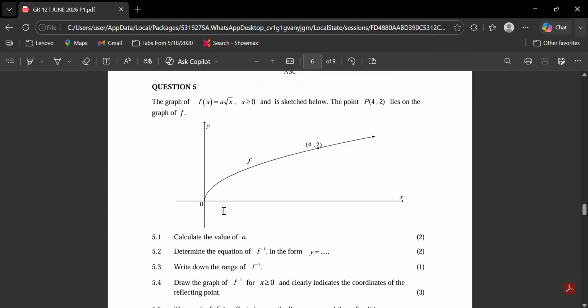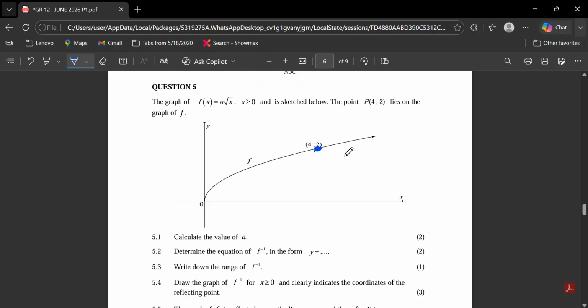So today we're dealing with question 5, which says the graph of f of x is equivalent to the square root of x, where x is greater than or equal to 0. Okay, so we're given the following function, and we're also given the graphical representation of the function. They say there's a point on the graph. The point is P, which is (4; 2). So we're given f, and we're also given the graph of f. That's very important.